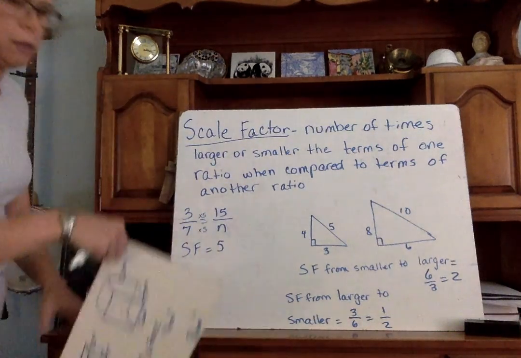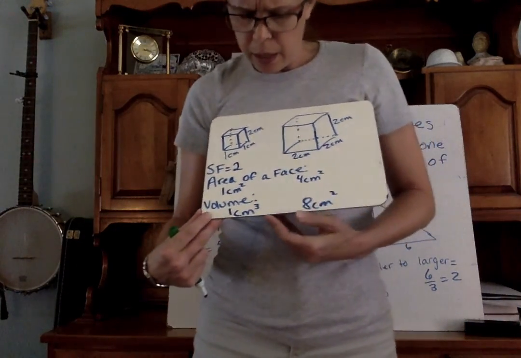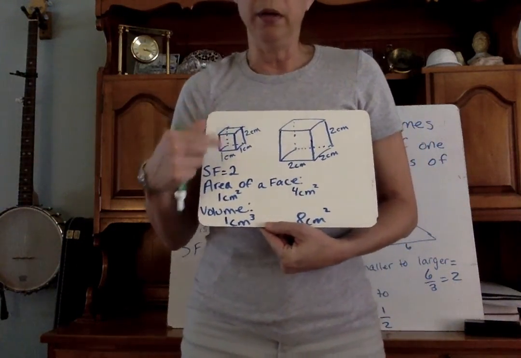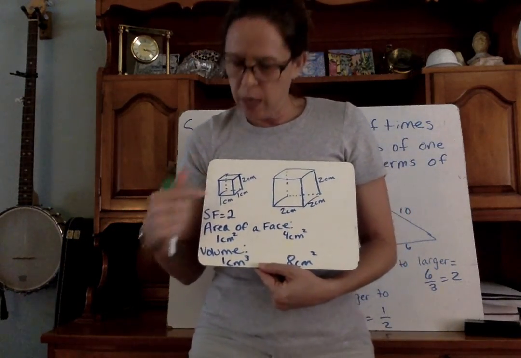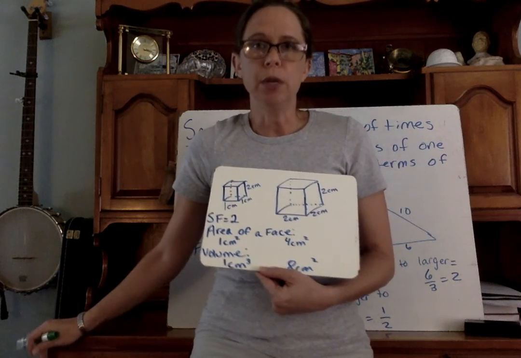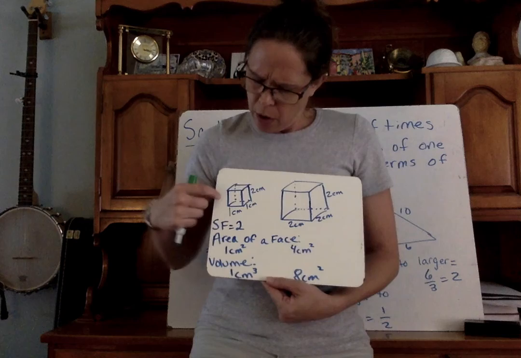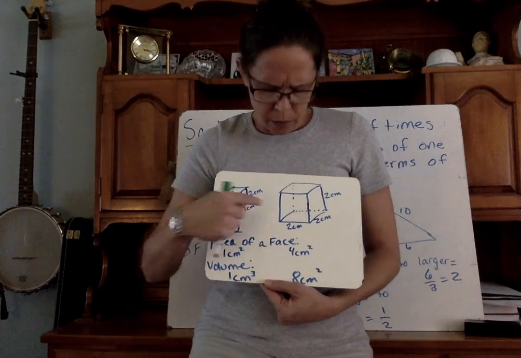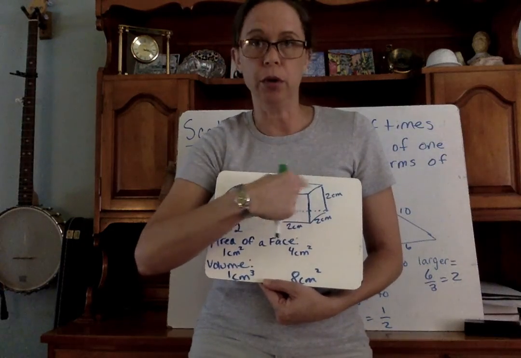Now, one thing we need to think about when we're talking about scale factor is think about a cube. Okay? If we are dealing with a cube, then we're not just dealing with a two-dimensional object, right? So let's think about the scale factor from this smaller one to this bigger one. This is a 1 centimeter cube. This one is a 2 centimeter cube.